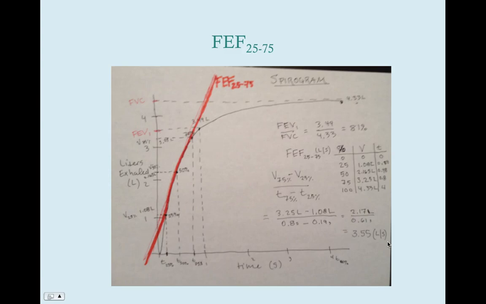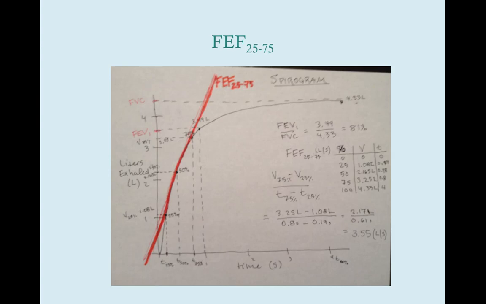Of course, there's some calculus in it, and this measurement, when compared to a normal patient, if it's lower than normal, that can indicate an obstructive disease. All you need to know is that if your forced expiratory flow from 25 to 75 is low, then that can indicate an obstructive disease.